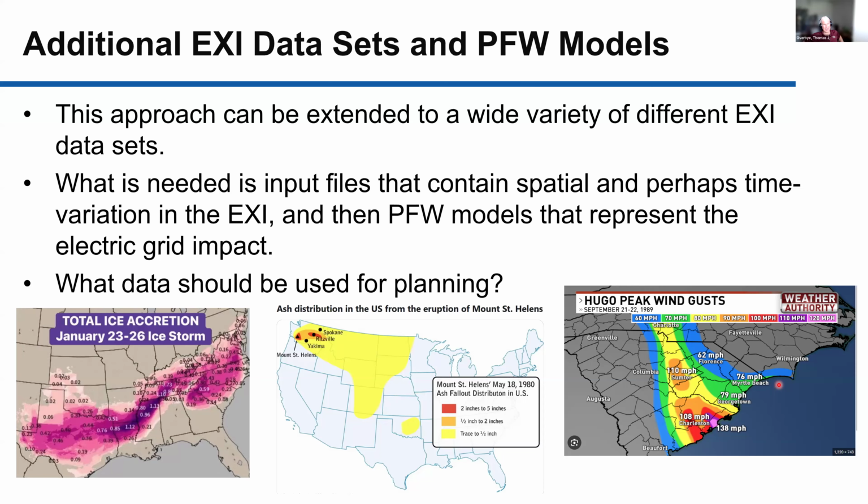And in talking with our utility partners, the question is, what do you want to see? Do you want us to set up an EXI data set for ice storm thickness, accretion throughout the ice storm? This is a graphic I found online. Maybe you want to do ash from a volcanic eruption. Maybe you want to do peak wind speeds from hurricanes.